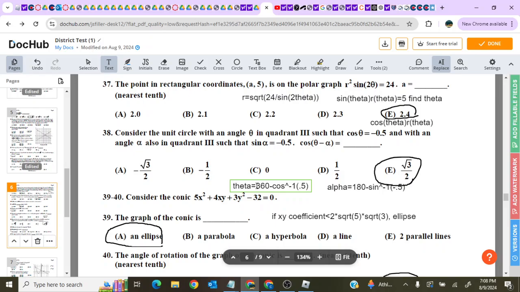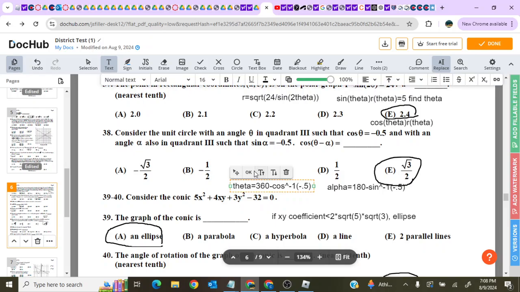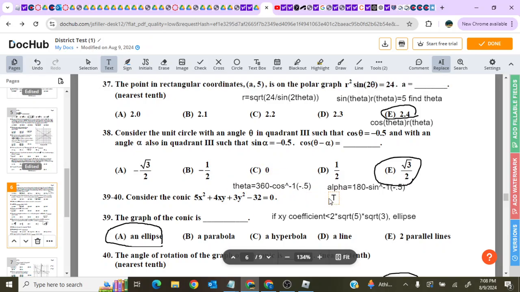First off, we need to figure out what angle will get you a cosine of negative 0.5. So the cosine inverse of negative 0.5 will get you a value like, let me just figure it out. It should get you 120 degrees.